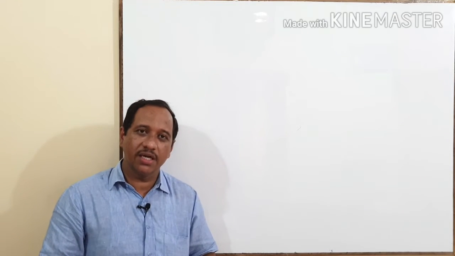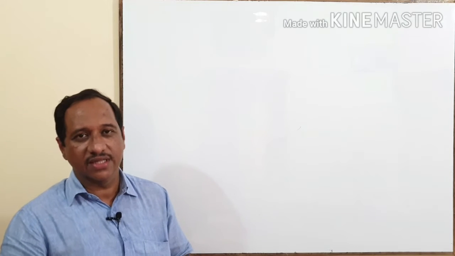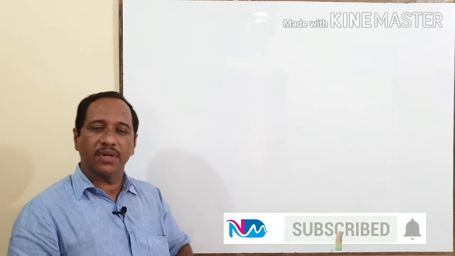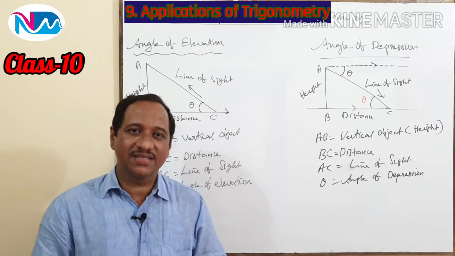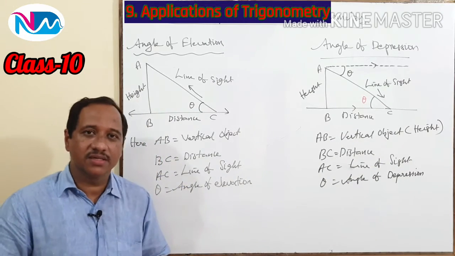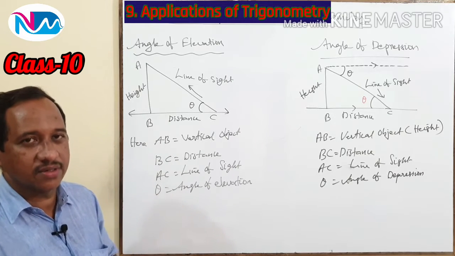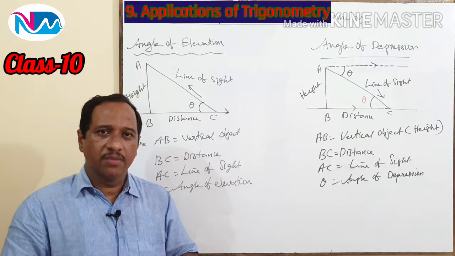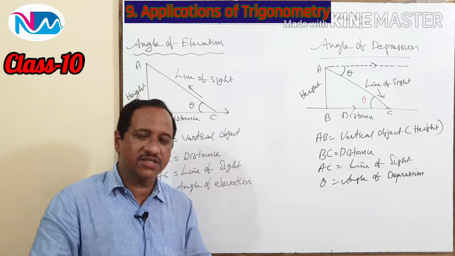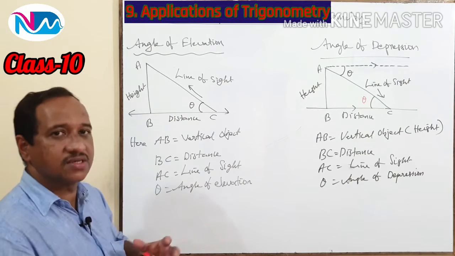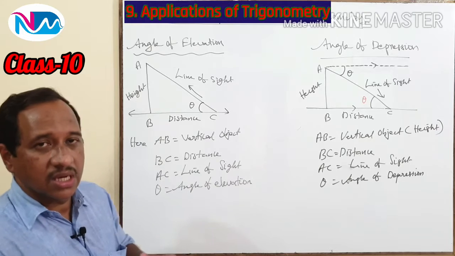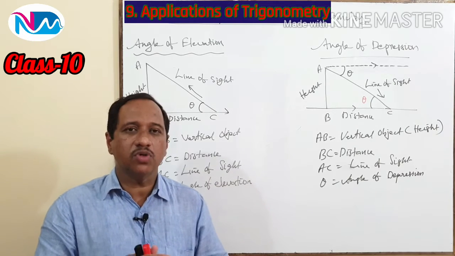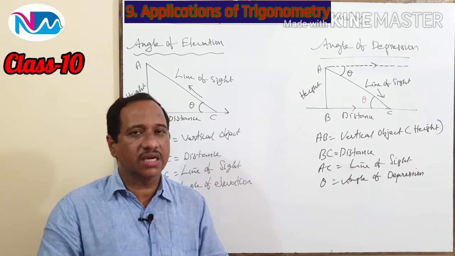Today we are going to start a new lesson for class 10th students, that is chapter 9, some applications of trigonometry. In this lesson you will understand some applications of trigonometry. Applications of trigonometry means how to find the height, distance, etc. for some vertical objects. To use the applications of trigonometry, we have to understand few terms and concepts.